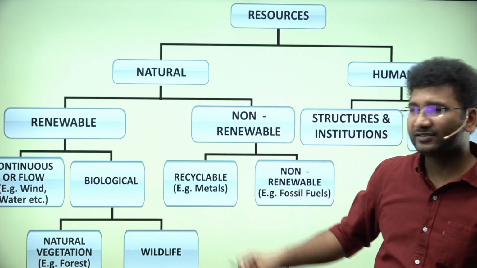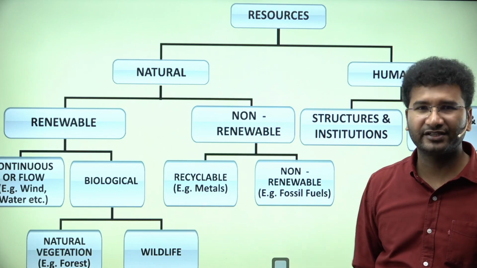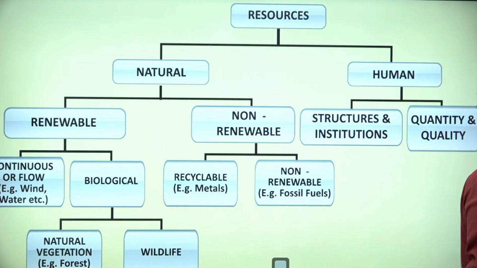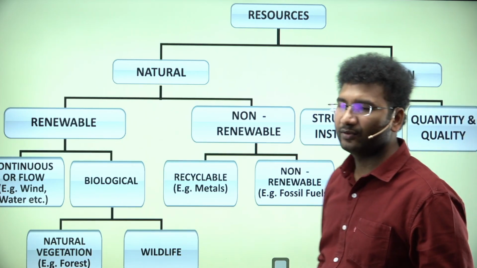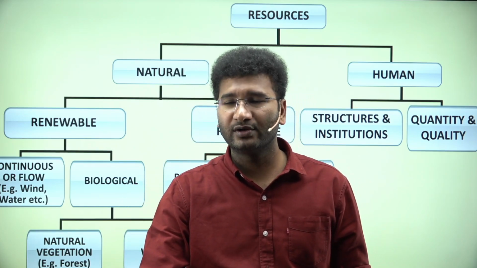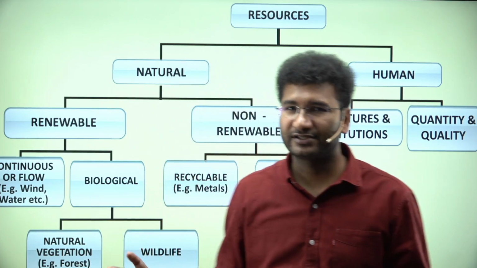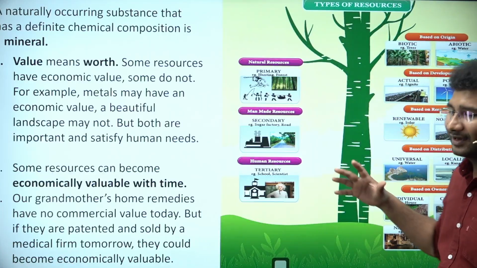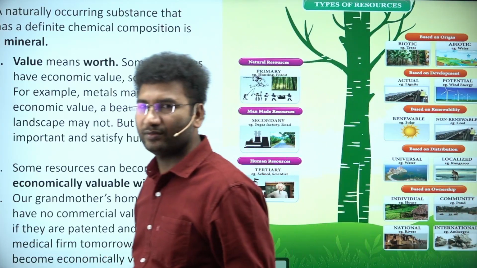Whereas biological resource, here you have natural vegetation, you can also have wildlife. Likewise, you come to the human resources, here structures and institutions can be measured in quality and quantity terms, right? Non-renewable resources are recyclable and non-recyclable, and this is how the distribution of resources has been done, right? We'll look into a little more detail about the distribution of resources, but let's try to do the classification of resources.